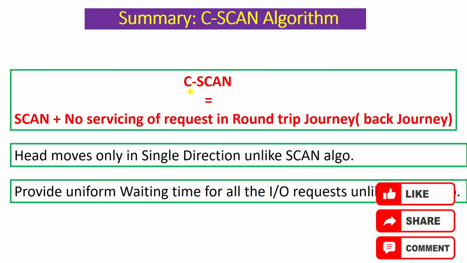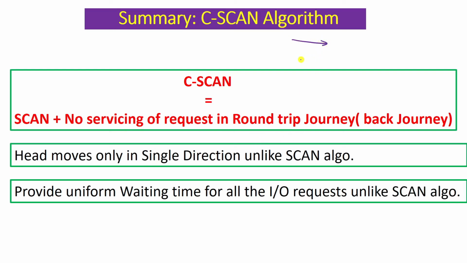Basically, our C-scan algorithm is a modified version of scan, in which we are not servicing any request in our return journey. If we are moving in this direction, then always service the requests in this direction. Do not service the requests when we are moving in the other direction. The same goes when we are coming in this direction: just service the requests in this direction, and do not service them when we are coming back.